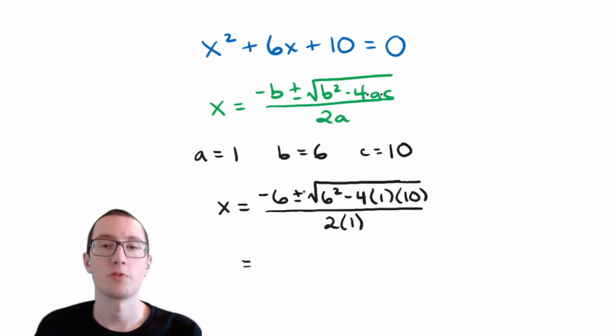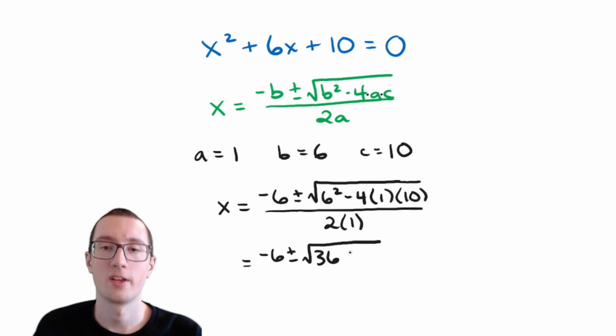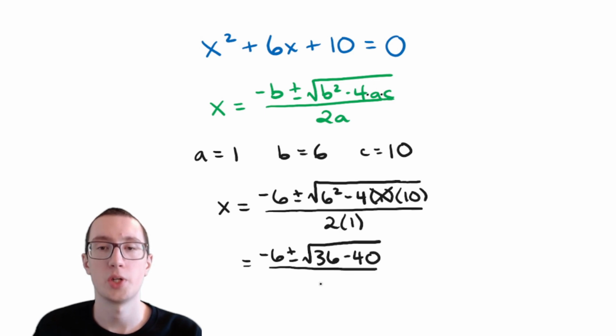All right, so let's go ahead and simplify this down. We have -6 plus or minus the square root of 6 squared is 36, because 6 times 6 is 36. And then this 1 is doing nothing because it's 4 times 1 times 10. Anything times 1 is itself. So we will get rid of this 1. 4 times 10 is 40. And then that's over 2 times 1, which is 2. Now let's go ahead and simplify this more. We're going to have -6 plus or minus, and 36 minus 40 is -4 over 2.